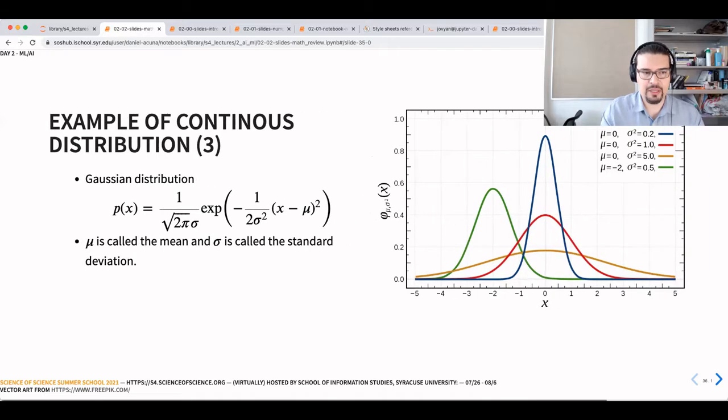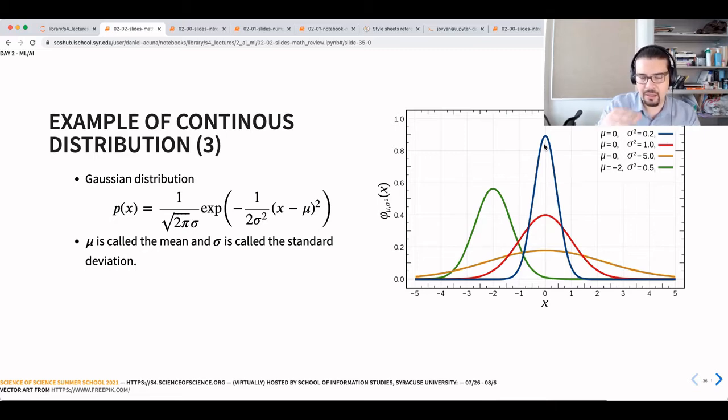Okay, so I'm going to skip some of these. Now, the most obvious and famous probability distribution that is continuous is the Gaussian distribution. And here's the form in one dimension, and it has two parameters. It has a mean and a standard deviation. And here I'm showing different examples with different means.